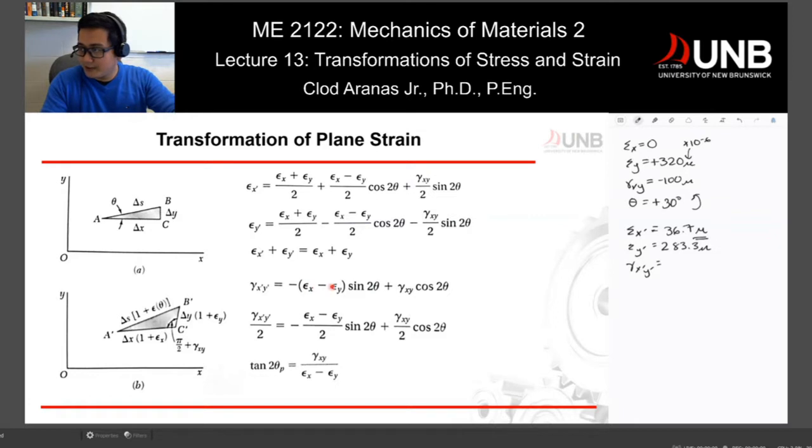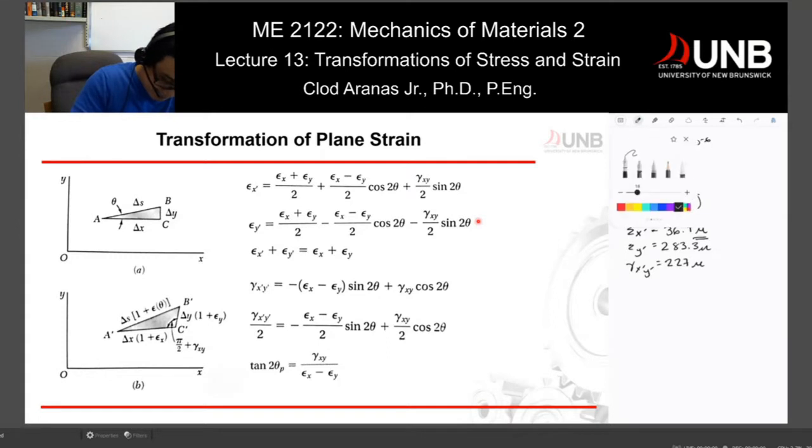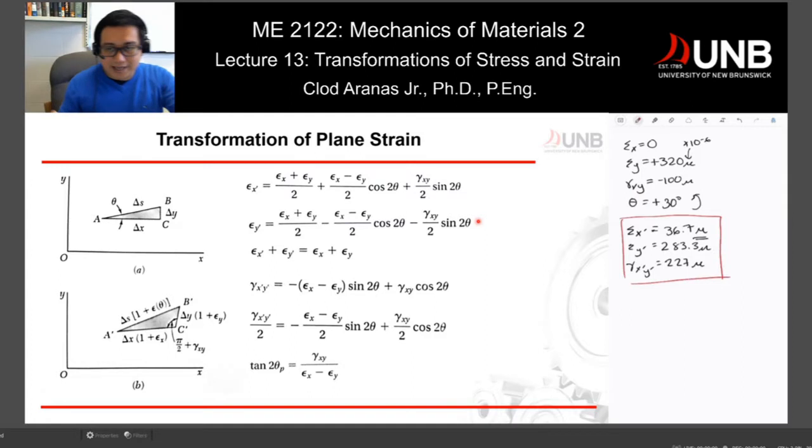So we have epsilon x, epsilon y, we have our angle, which is positive 30. We have this negative 100 times 10 raised to negative 6. And we have, again, 30 for our theta. You should be able to calculate this number here, and I ask you to do that at home. So it's just, again, substituting all those numbers into your equation. And this is at a certain rotated axis. It's not your principal strains, it's at a certain rotated axis.